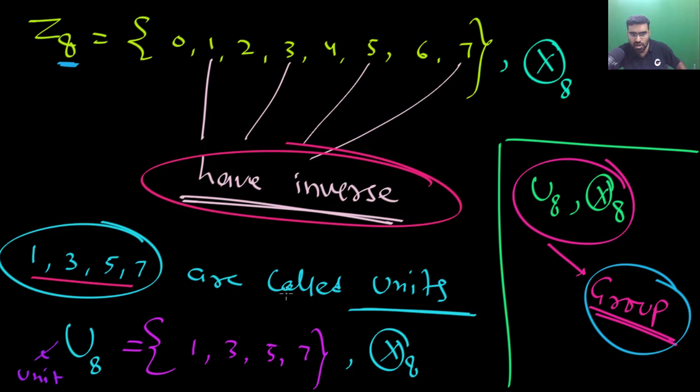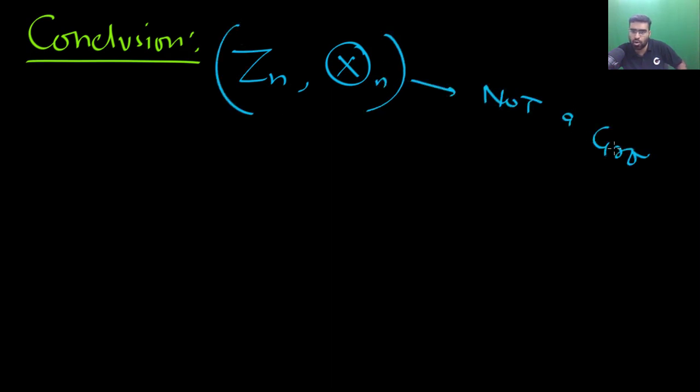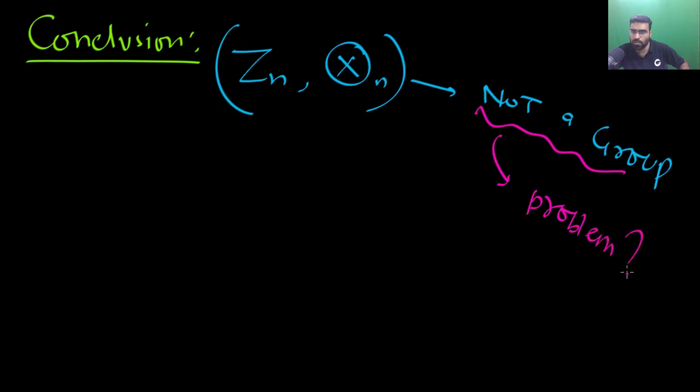So this is the idea. This is how you can create a group from this Z8. This is how you can create U8. Now let me tell you the conclusion. So far we have seen that Zn with multiplication modulo n is not a group, and the only problem is the inverse property. The problem is the inverse property.